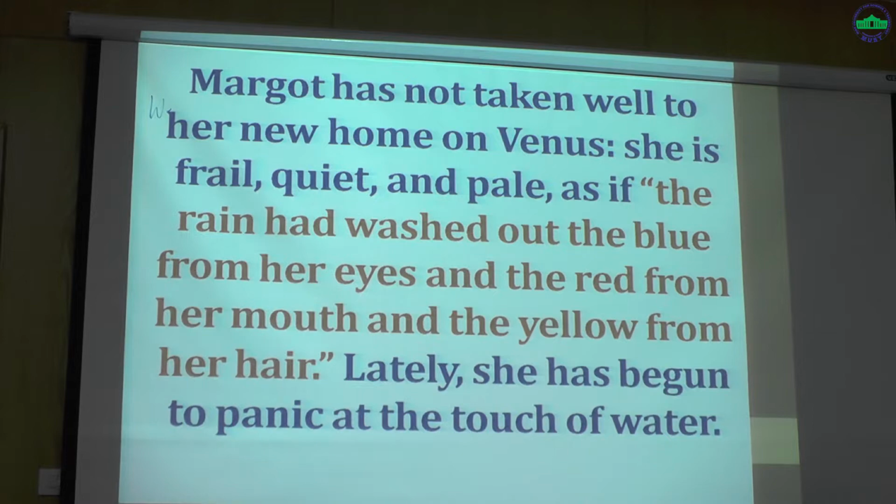Margot has not taken well to her new home, doesn't fit in. She is frail, quiet, pale, as if the rain had washed out the blue from her eyes, pale blue, and the red from her mouth, and the yellow from her hair, a ghost. It's a metaphor, implies that she is a ghost. Lately, she has begun to panic at the touch of water. Even she cannot enjoy her shower.